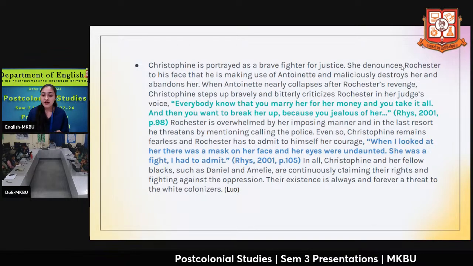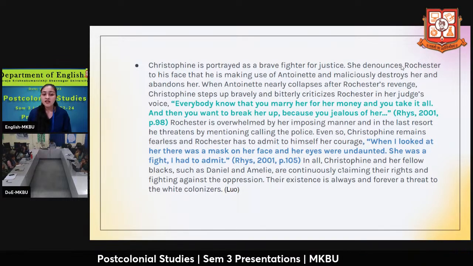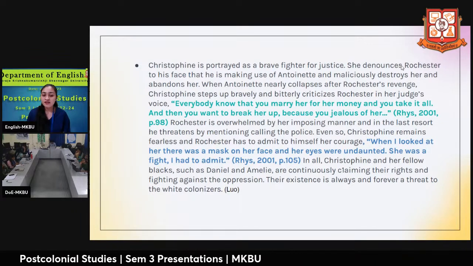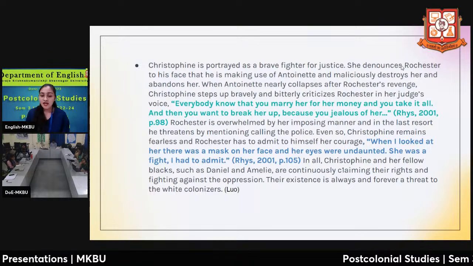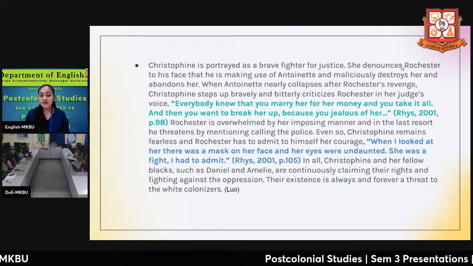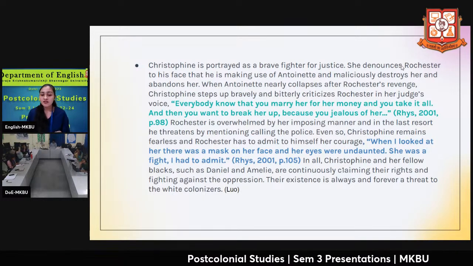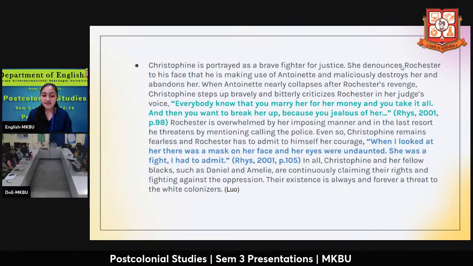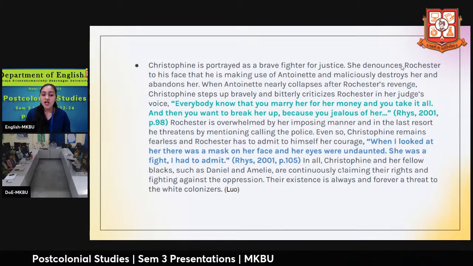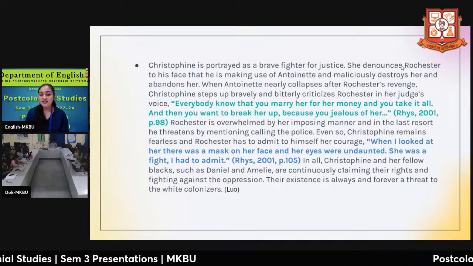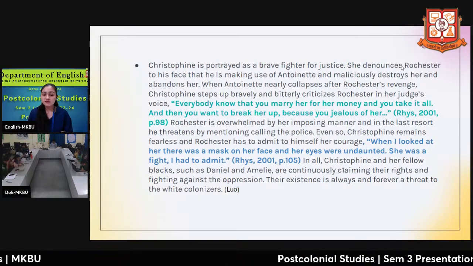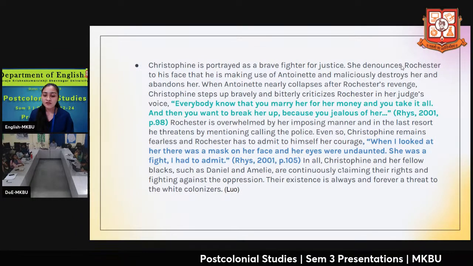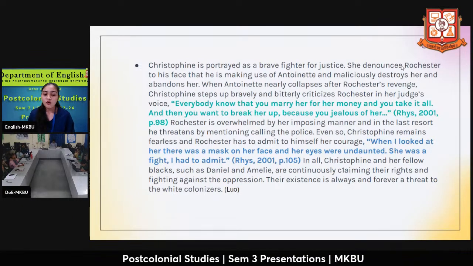He says that when he looked at her, there was a mask on her face and her eyes were undaunted. "She was a fighter, I had to admit." In all, Christophine and her fellow blacks, such as Daniel and Emily, are continuously claiming their rights and fighting against oppression. Their existence is always and forever a threat to white colonialism.